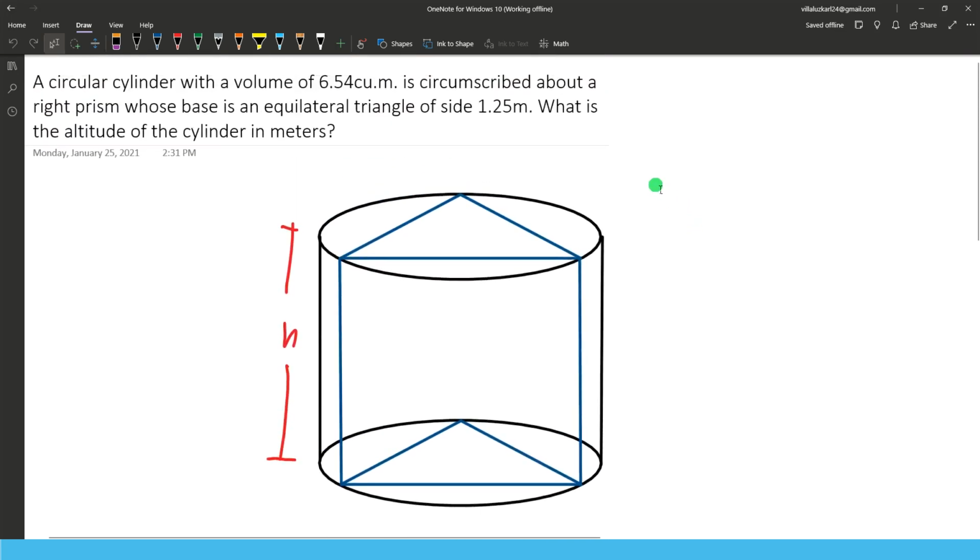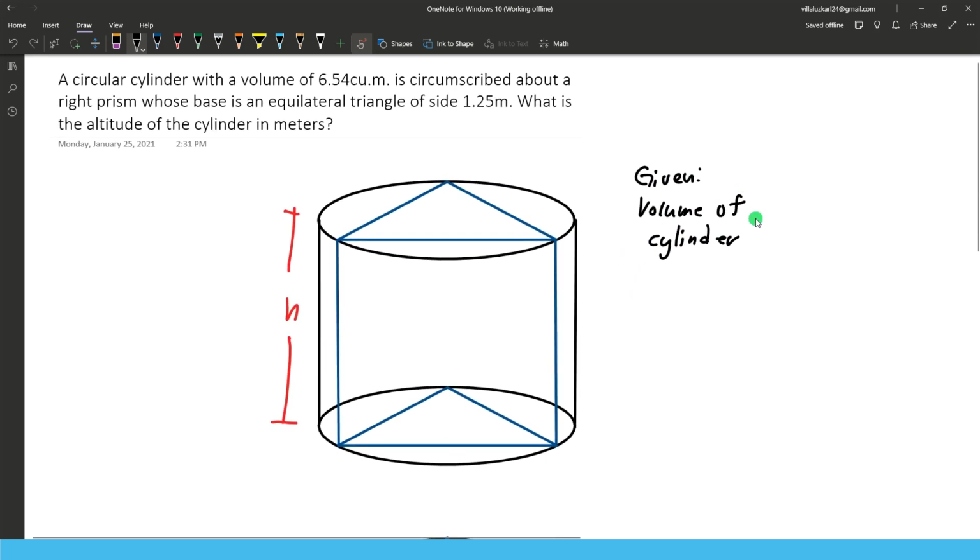So given the volume of the cylinder, that's 6.54 cubic meters.